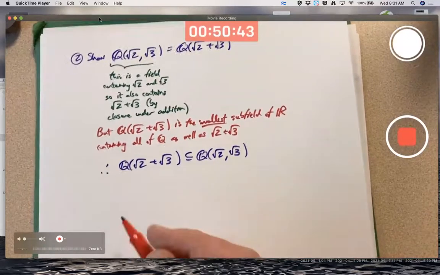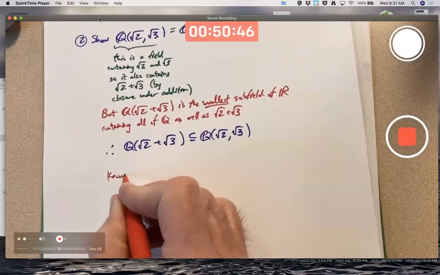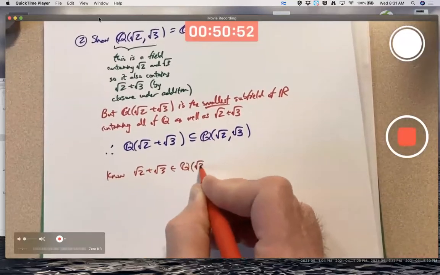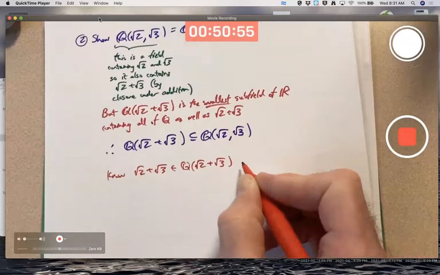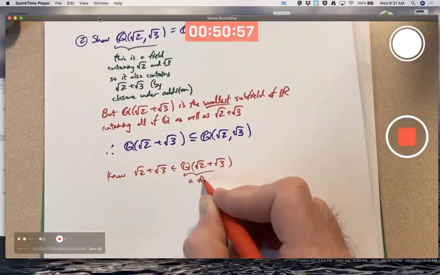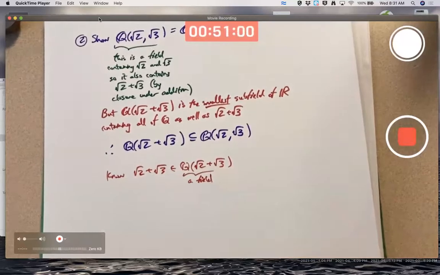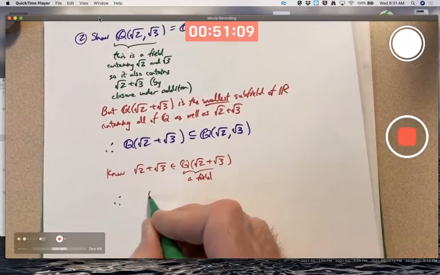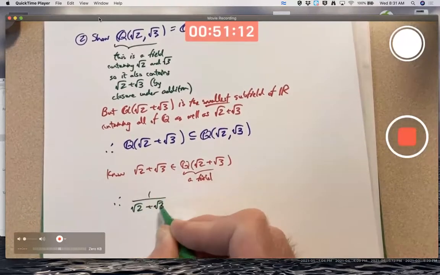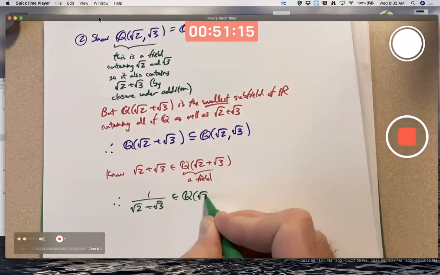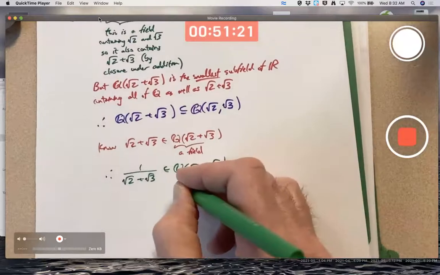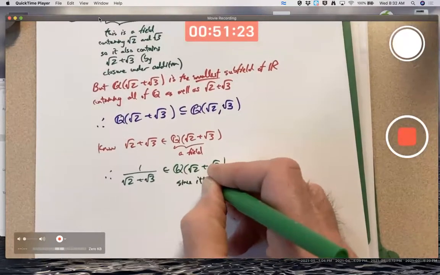I know that root 2 plus root 3 is in here. And this is a field. These things are all fields by definition. Therefore, good things often happen when you take reciprocals. Therefore, 1 over root 2 plus root 3 would be in that field, the multiplicative inverse, since it's closed under inverses.